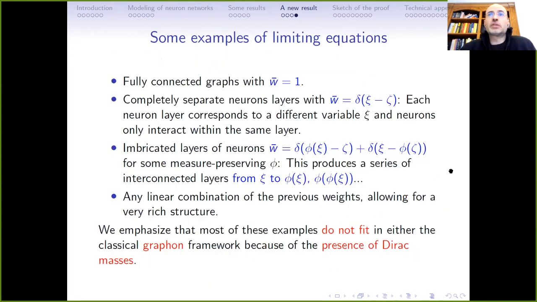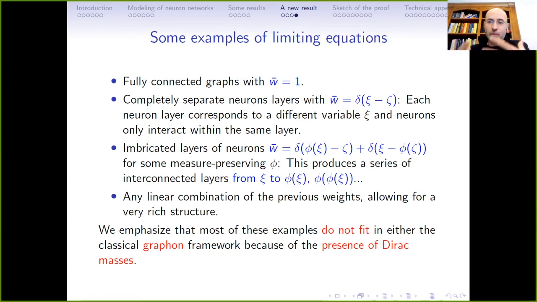Much more interesting is something like this. Now I still have this notion of layers of neurons, and this extra variable psi tells me on which layer I am. And then what I can do is that if you're on layer psi, you will interact with neurons on a layer phi of psi for some phi that you choose. And so now I have a hierarchy of layers, each one of them interacting with the next.